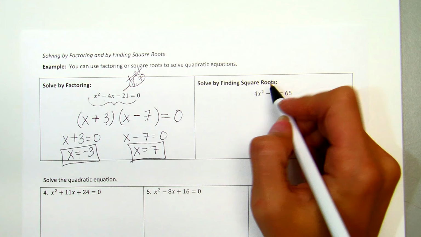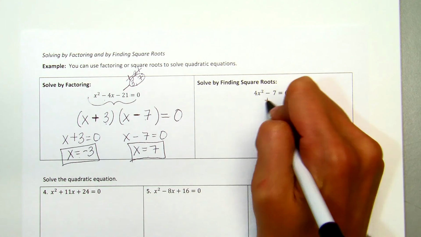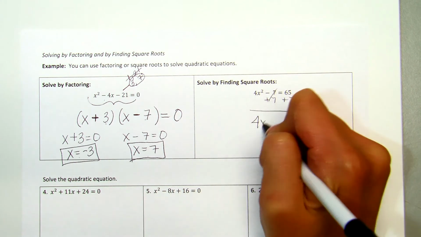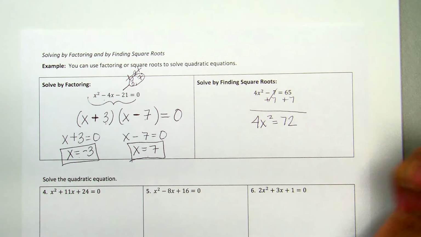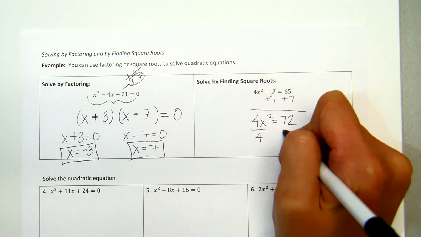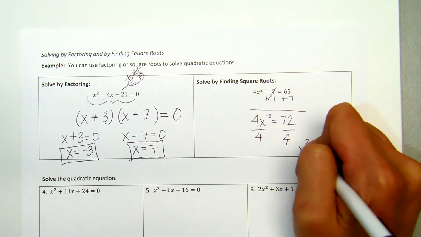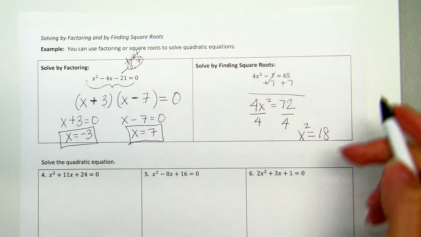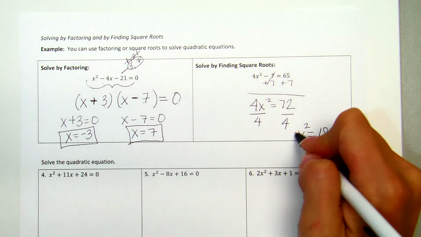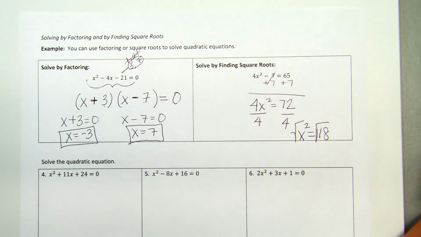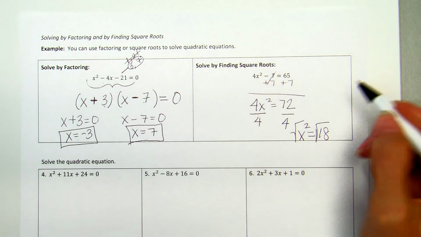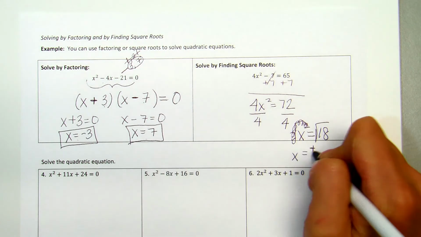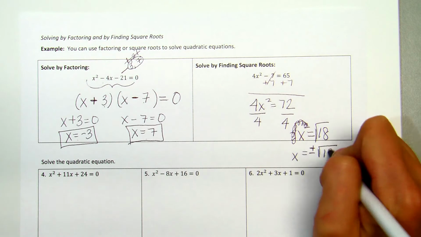So we're going to get all of our constants over to the right-hand side, so I'm going to add 7 to both sides. When I do that, I get 4x squared is equal to 72. Divide both sides by 4, so I get x squared is equal to 18. Now I'm going to square root both sides. When you square root a square, they're opposite operations, so we undo those. So we get x is equal to positive or negative square root of 18.